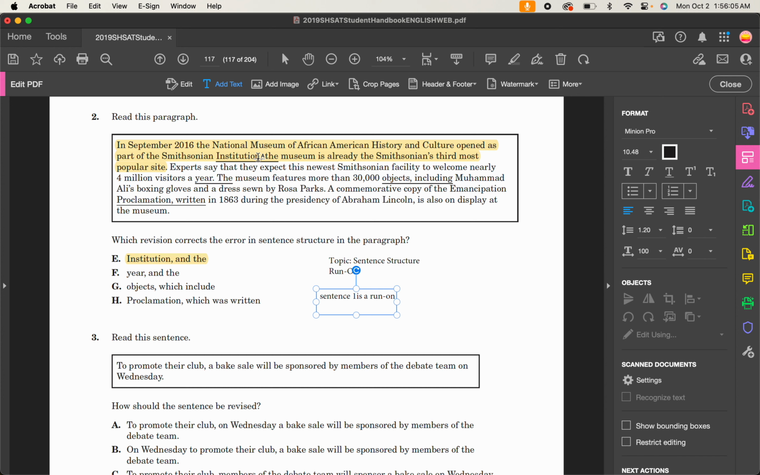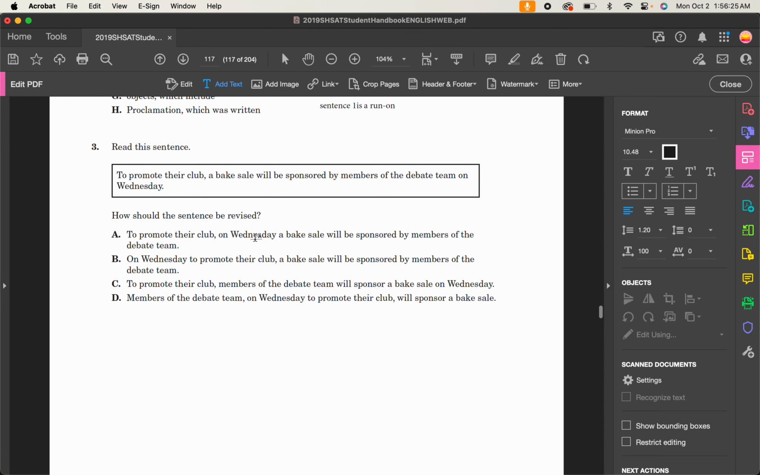If we added another sentence to it, then it would be considered a run-on because it goes on for too long, right? And in fact, that's what it does. It adds another sentence to it without a conjunction. The museum is already the Smithsonian's 3rd most popular site. So to fix this, we need a conjunction in the middle. All right? All right, moving on to the next question.